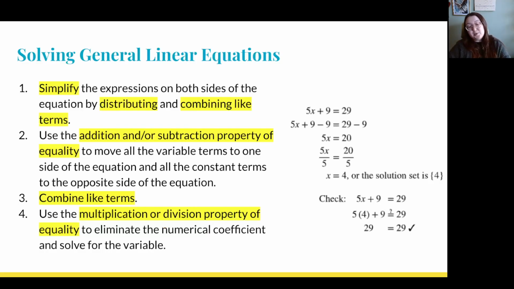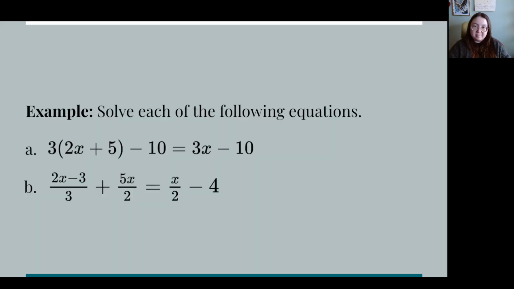So since you solved for x and you got a single answer there, you can always check your answer by plugging it into the original. So we had 5x plus 9 equaled 29. Now we're plugging in 4 for x, so we get 5 times 4 plus 9 equals 29. 5 times 4 is 20, plus 9 is 29. And so we get that 29 equals 29. That is correct. That is true, which means that yes, x equals 4 is the correct answer.